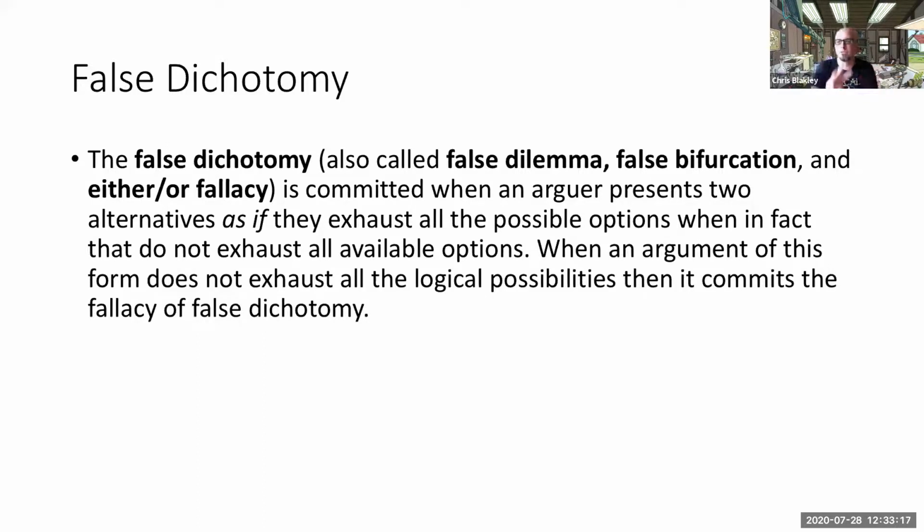Sometimes I get tripped up on the idea that it's two options. Well, it could be three options, but if there's a fourth that is obscured or left out, we'd still have a false dichotomy. So again, it's when the options are presented as if they exhaust all the logical possibilities, when in fact they don't. They leave out some possible logical alternative.